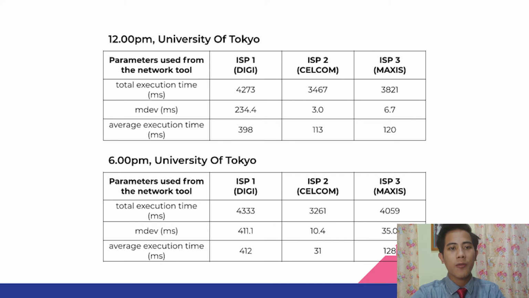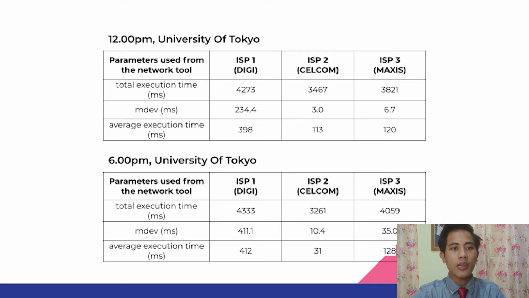For the 12 PM, we can see all the data here are quite high, but lower than before. For the 6 PM time slot, we can see all the values are also very low compared to the others.